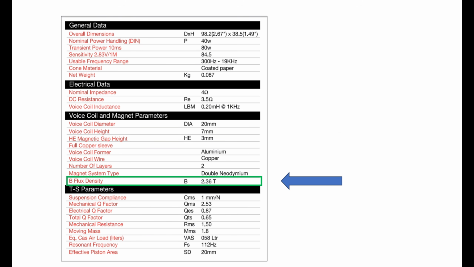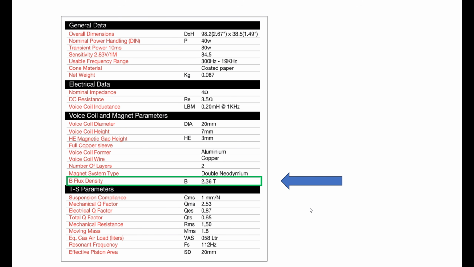But there's one problem when it comes to data sheets. Not all manufacturers list all of this information. Often on the data sheets you will find B, the flux density, but you might not find the voice coil wire in gap value L. It might just list BL, but not B and L separately. So in this case it does list B, but I can't see the BL or L value.